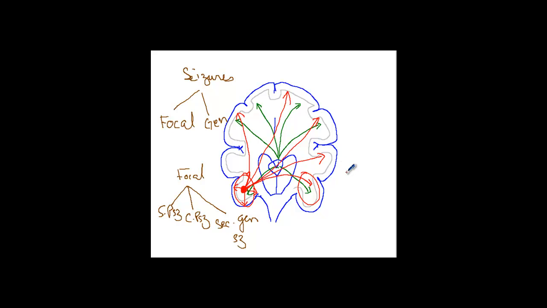Whereas with generalized seizures, these can be divided into convulsive, such as generalized tonic-clonic seizures, and non-convulsive, such as absence seizures. So with this understanding, let's move on, and I will give you a number of points to help differentiate the different types of seizures.